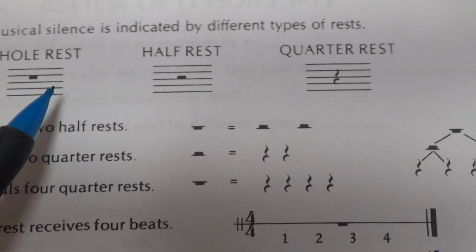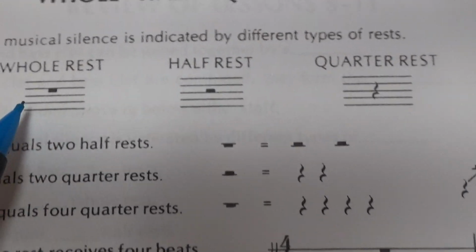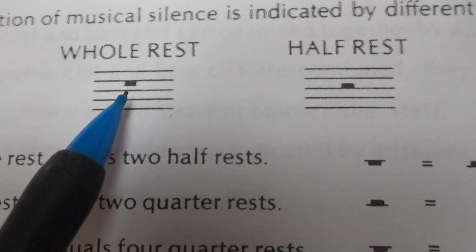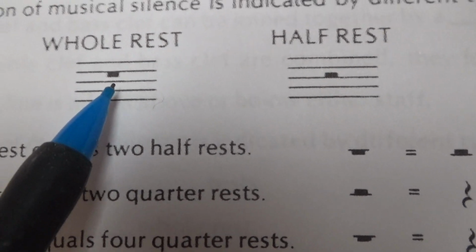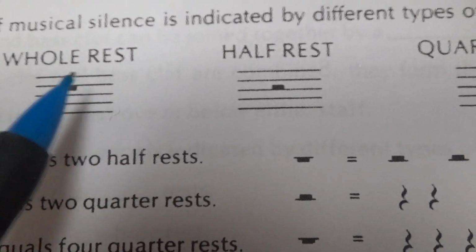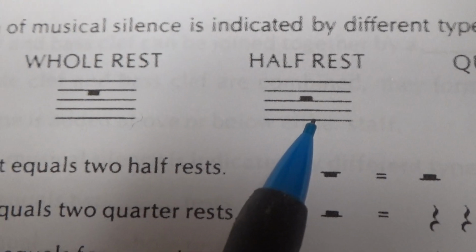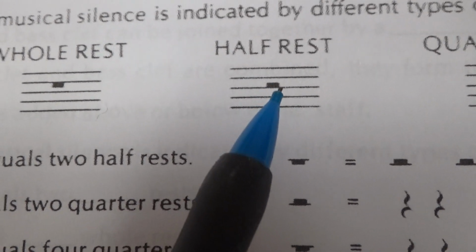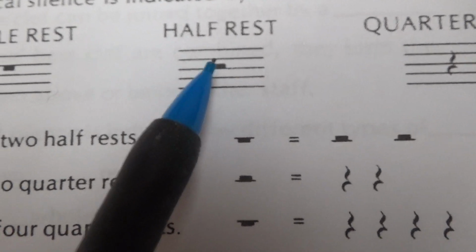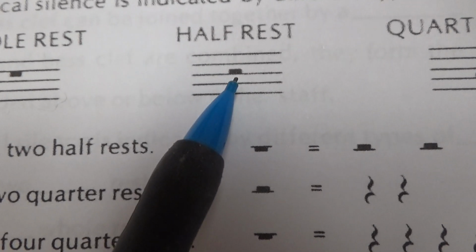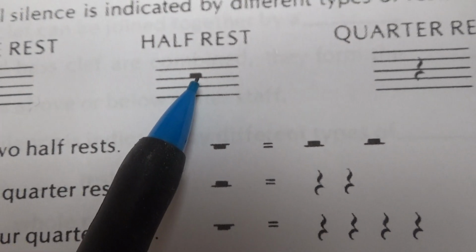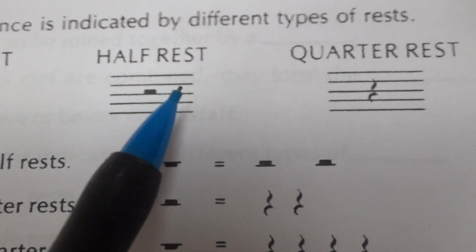So you have a whole rest, it looks like this. It's a square that hangs down from the line, and it's a whole rest of silence. If you're in 4/4 time, it would be 4 beats of silence. The half rest looks like the whole rest, but it sits on top of the line. I remember it looks like a hat, a little bit square over a line. So the half rest sits on the line, the whole rest hangs from the line, and a half rest in 4/4 time would be 2 beats of silence.